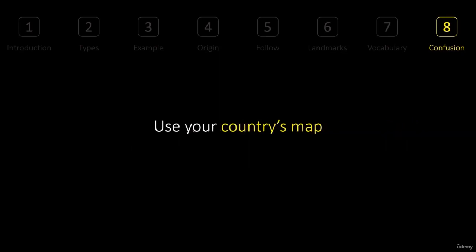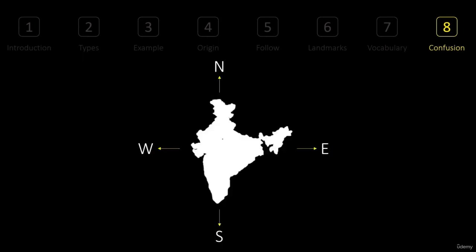Okay, my logic is to use your country's map. For example, look at India itself. We have north here. If north is here, automatically on the right it's east, and on this side is west. So if north is here, definitely east is here, west is here, south is here. You must be knowing your country as well. Keep your country's map in your mind and you will never make a mistake in west or east.